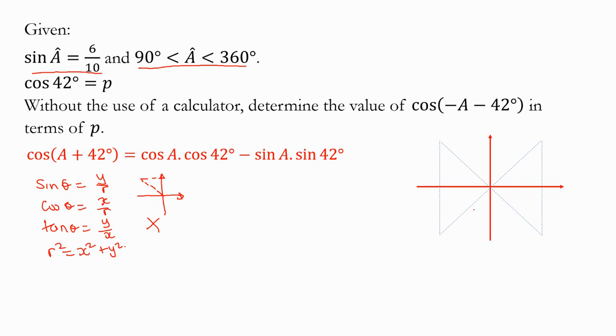So we said our ray is going to be in the second quadrant. Now let's draw our r. This is sine A, so it means we have y and r. We don't have x. We are going to calculate for x. So we have y and r, and we don't have the x coordinate.